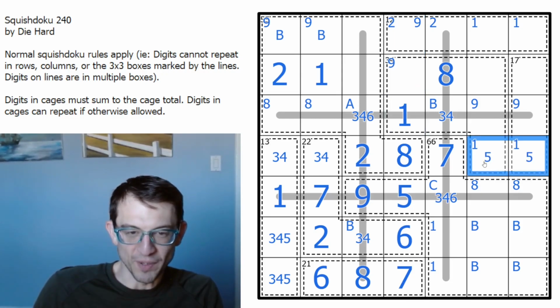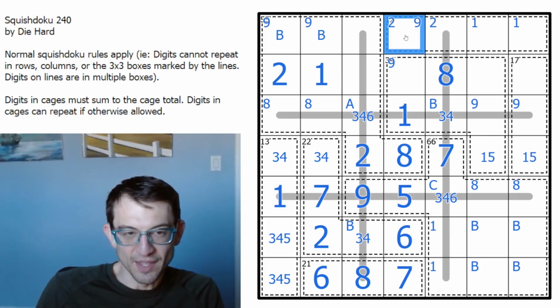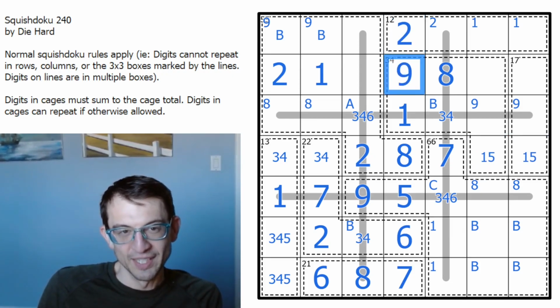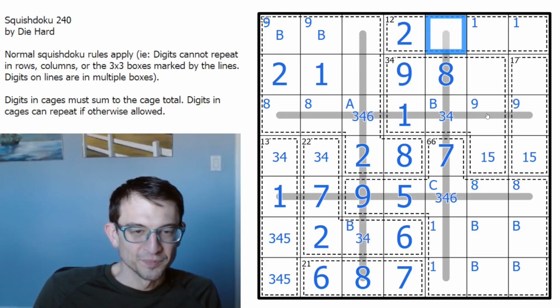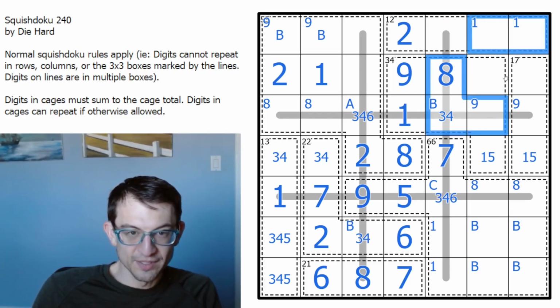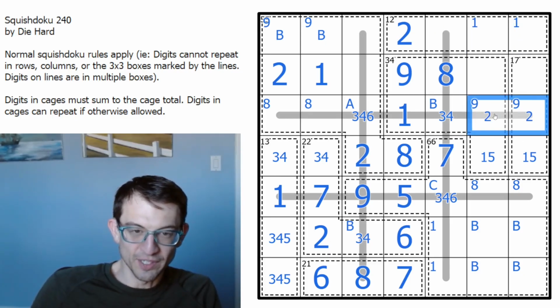This is a 1, 5 pair. And then this is 2, 9, but the 2 can't be here. So this is 2, and this is 9. Okay. And now I need a 2 in box 3, which is going to go here with this 9.